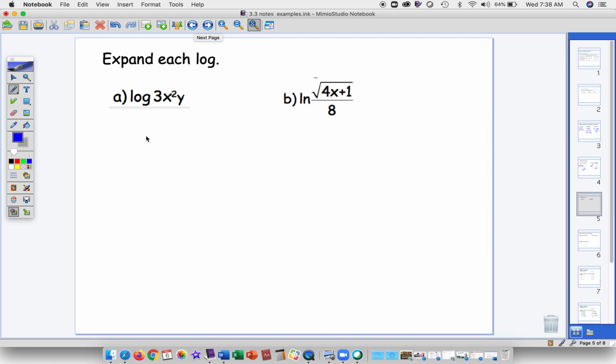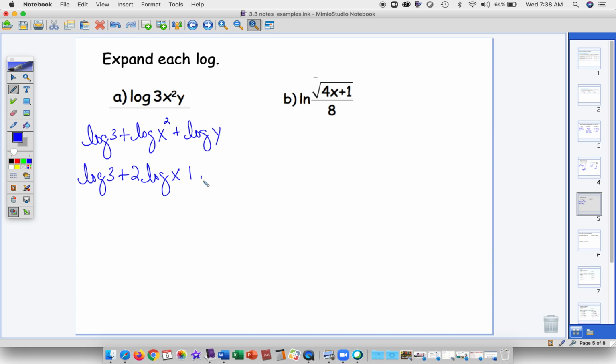Okay, so expand each log. So here we have a product, we have the power. So this is the log of 3 plus the log of x squared plus the log of y. And then I can use the power property to bring that power out front. And there's my final answer.